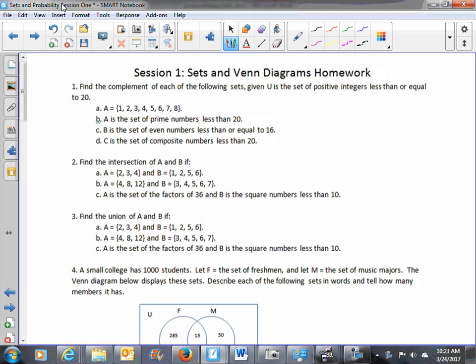Now, if U is the set of positive integers less than or equal to 20, it starts at 1, 2, 3, and it ends up at 20. So a complement in this first one is going to be not 1, not 2, 3, 4, 5, 6, 7, 8. It's going to be 9, 10, 11, 12, 13, 14, 15, 16, 17, 18, 19, and 20.